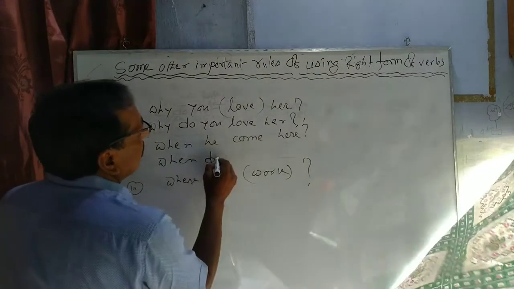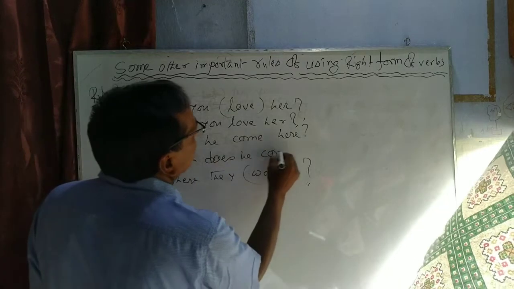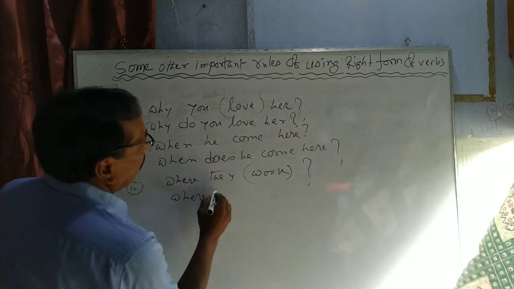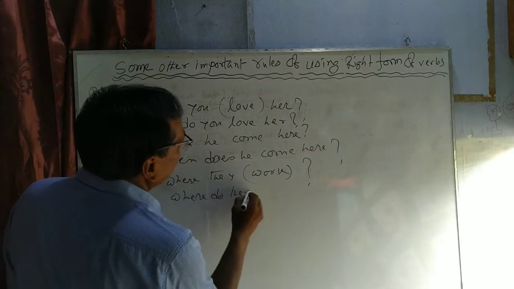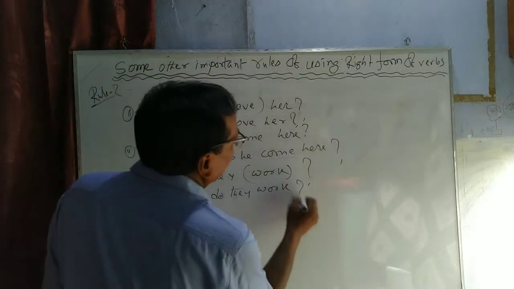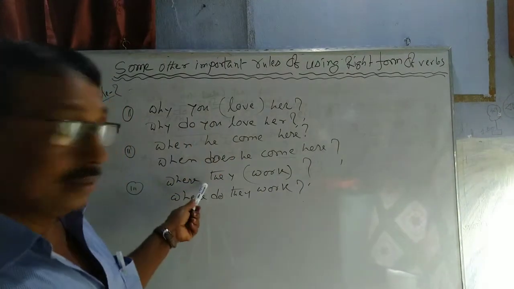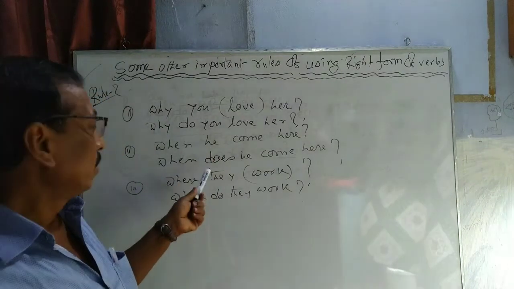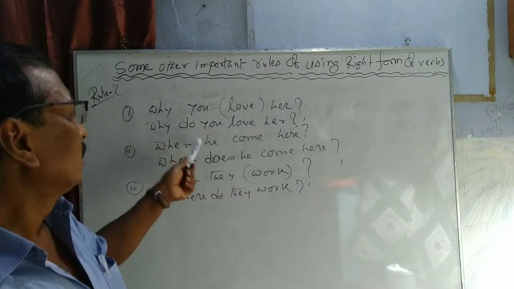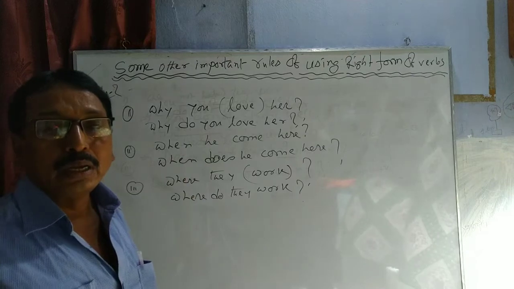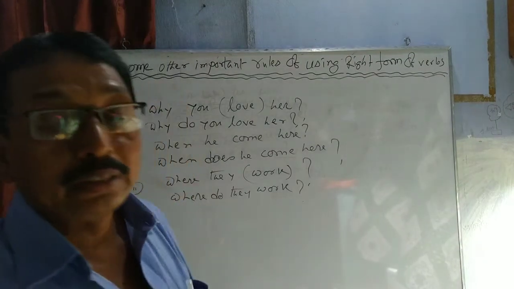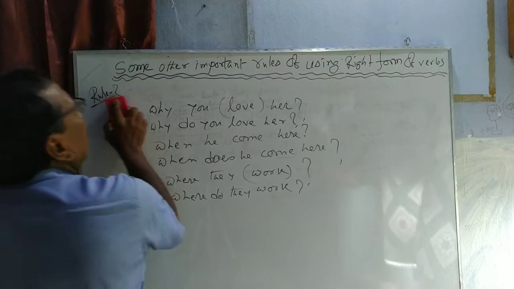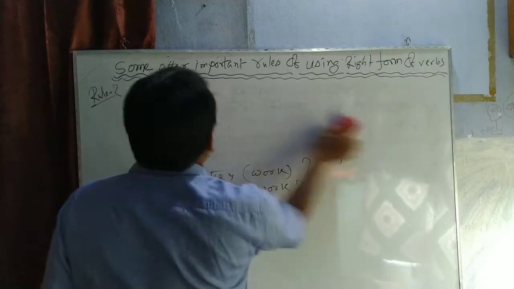When does he come here? Where do they work? You see, as they, third person but plural, we have used do. As he, third person singular number, we have used does. As you, second person, we have used do. Now, you may write down all these three sentences with answers. Now, it is your turn to make two answers.